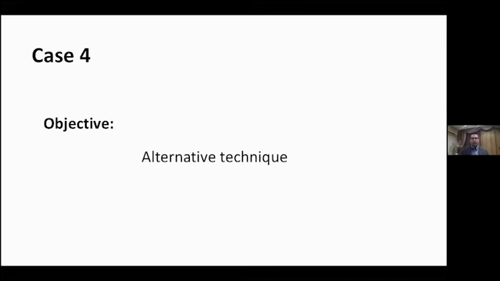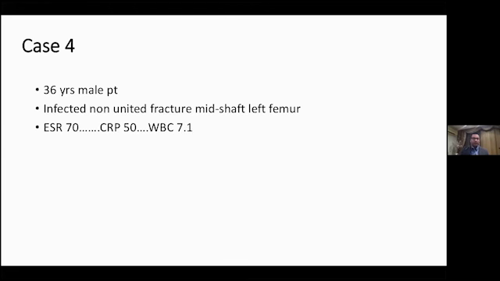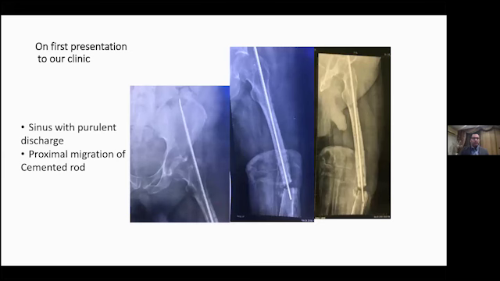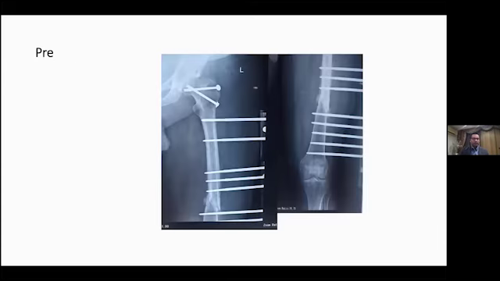I'm going to describe another alternative technique which was described in the literature that also includes the induced membrane technique. This is a 36-year-old male patient with infected non-united fracture mid-shaft of the left femur. The ESR was 70 and CRP was 50. WBC count was 7.1. On first presentation to our clinic, the patient had a sinus with purulent discharge and a proximal migration of an intramedullary cemented rod.